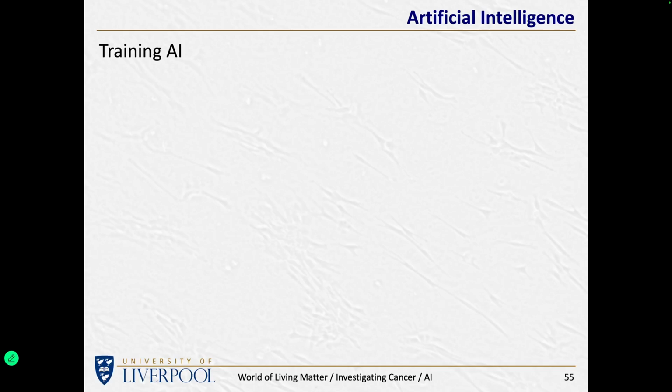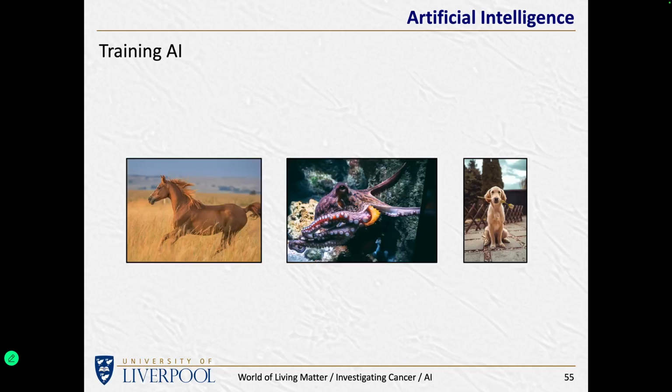In principle, it's no different from any other AI problem where you're trying to train it to tell the difference of different things. For instance, what if we wanted to train AI to tell the difference between a horse, an octopus, and a dog? Now, humans have no problem with this. Again, it's easy for us. This is something we can easily do. It's actually quite tricky for any other piece of computer software to do it.